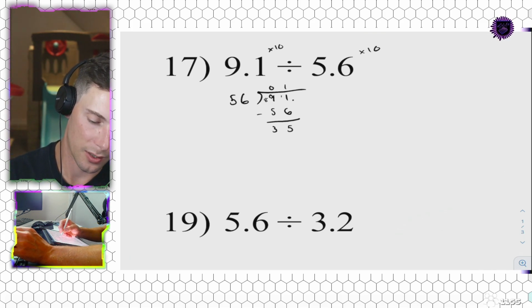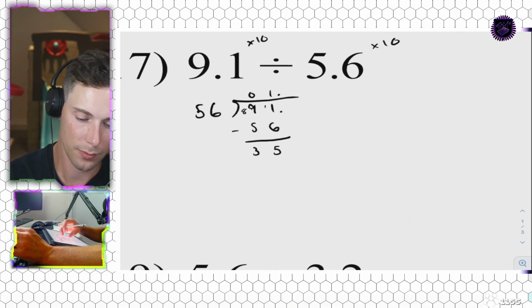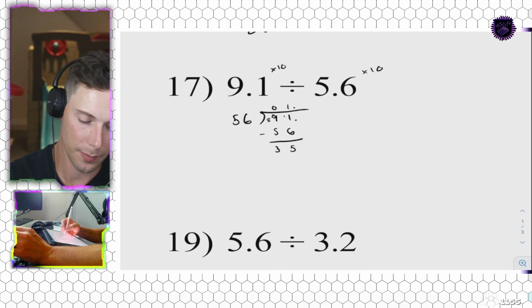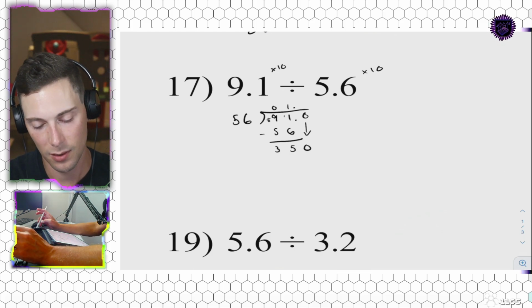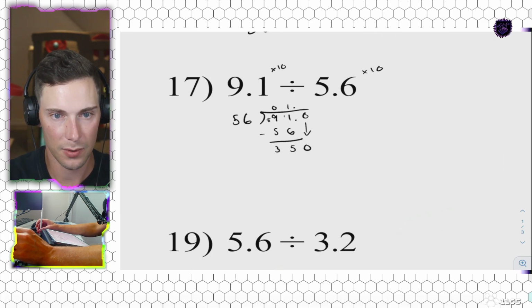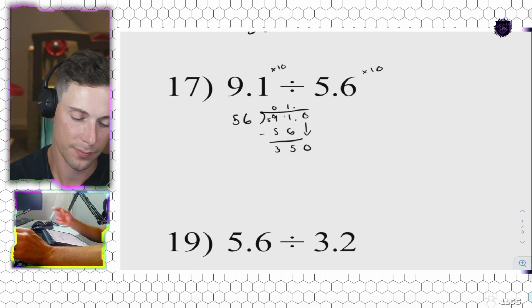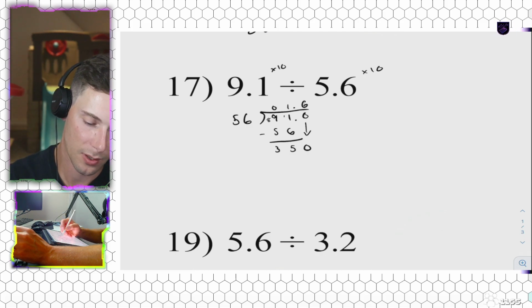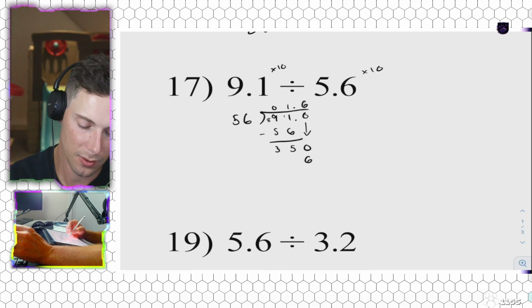We're going to have to add our decimal, and add our 0 and bring it down. 56 into 350? Well, 50 goes into 350 7 times. 7 times 6 is 35. So let's try 6 times 56. Let's go 6. And 6 times 6 is 36, and 6 times 5 is 30.